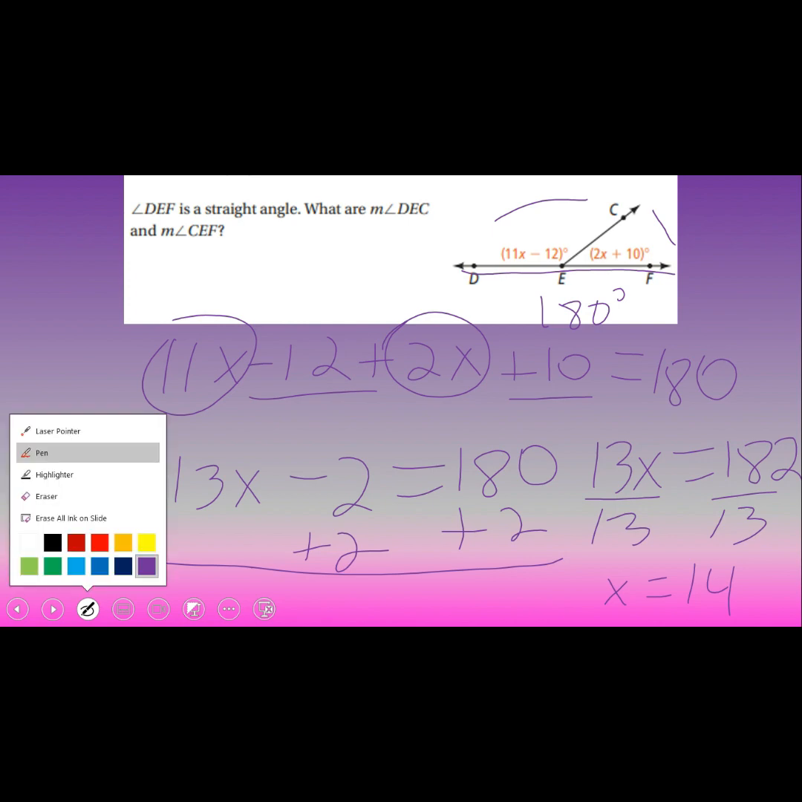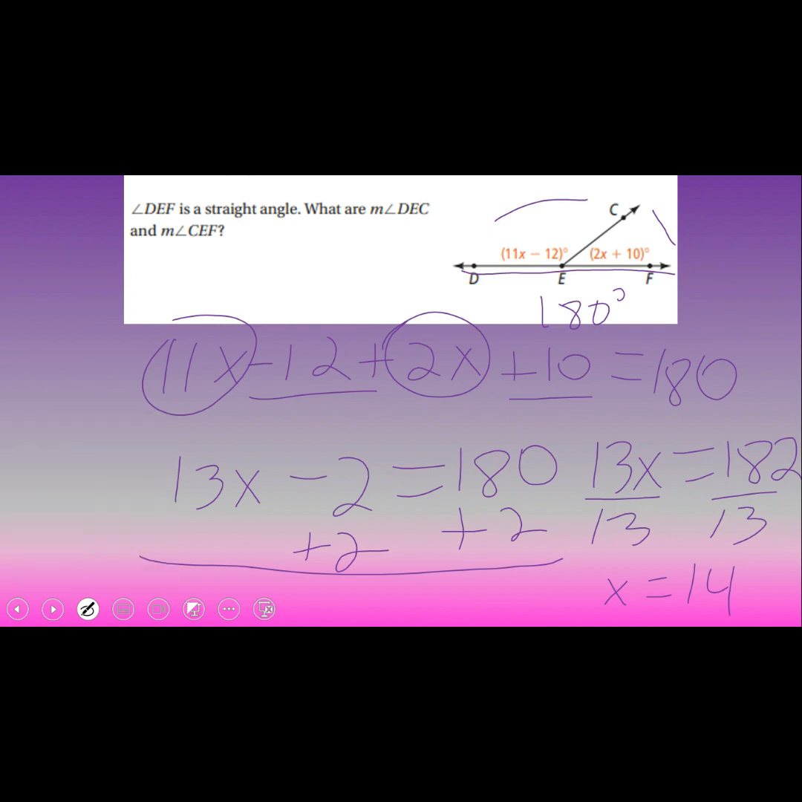Okay. So now we're going to do 11 times 14 minus 12, which equals 142. So the first one is 142. And the second one, we're going to do 2 times 14 plus 10. Whoops, didn't give myself enough room. Equals 38.